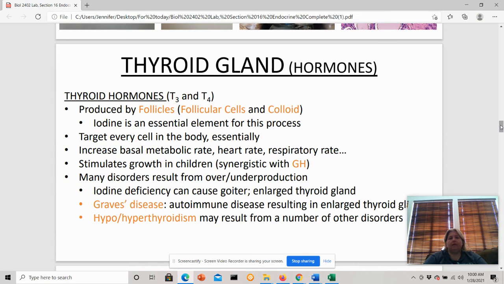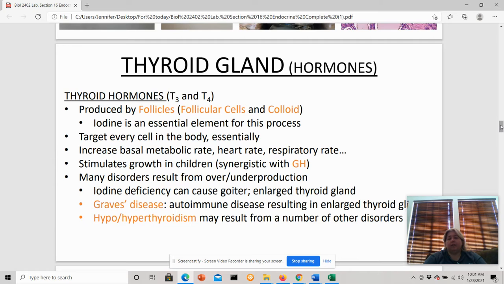What it does is increase basal metabolic rate, heart rate, and respiratory rate. In children, it's really important because it stimulates growth. It's actually synergistic with growth hormone. There are a number of disorders that result from either an over or underproduction of thyroid hormone. First, an iodine deficiency can cause a goiter, which is an enlarged thyroid gland.